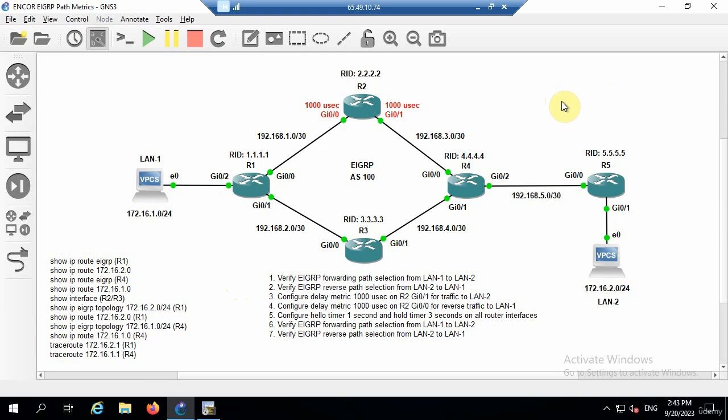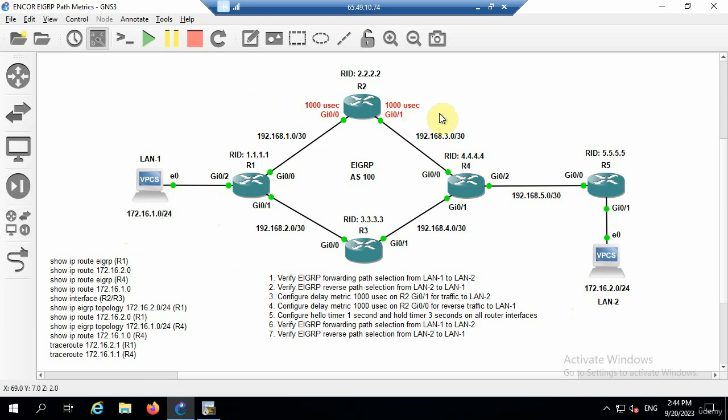If you have a default EIGRP configuration, it's going to load balance from R1 through R2 and R3 to R4 and finally to LAN 2. The same thing in the reverse direction. The bandwidth and delay with default settings will load balance between them. In the topology, I've got LAN 1, 172.16.1.0/24. I've also got this LAN segment over here at R5, 172.16.2.0.